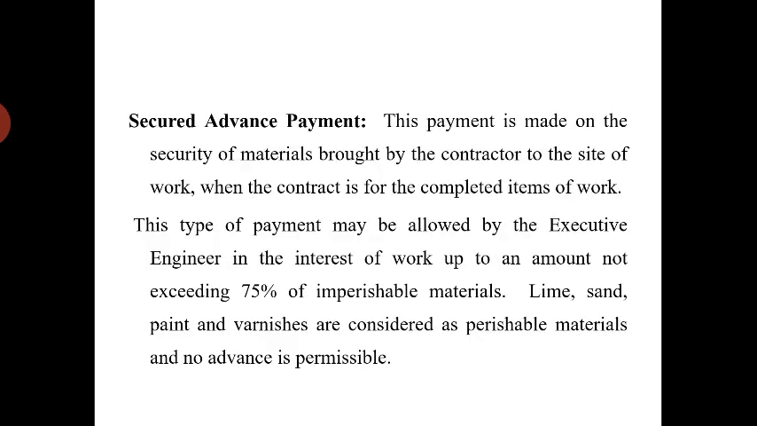Secured advance payment. This payment is made on the security of the materials brought by the contractor to the site of work, when the contractor is for the complete item of the works. This type of payment may be allowed by the executive engineer in the interest of the work, up to an amount not exceeding 75% of the imperishable materials. So, lime, sand, paint, and varnishes are considered as perishable materials, and no advance is permissible.